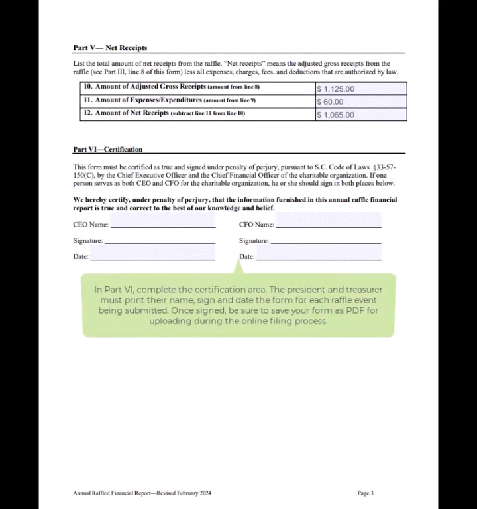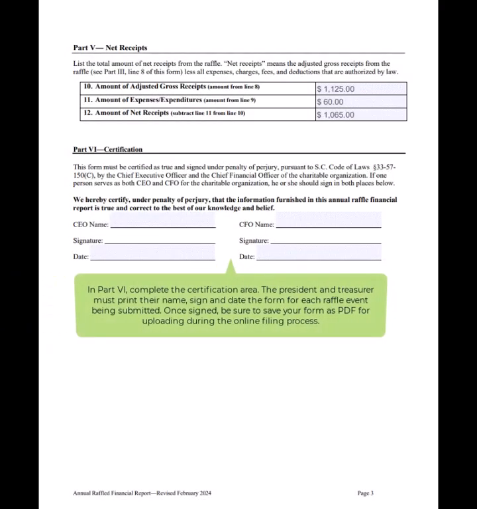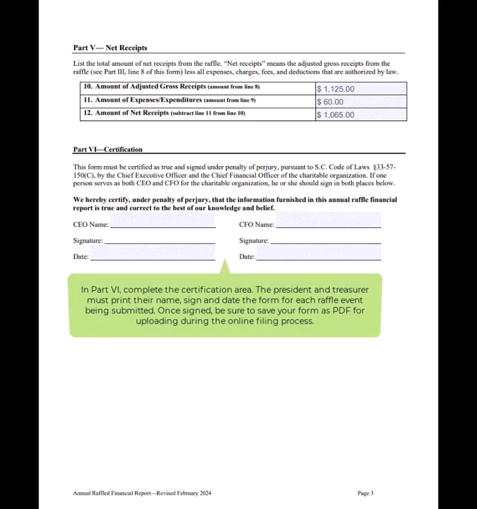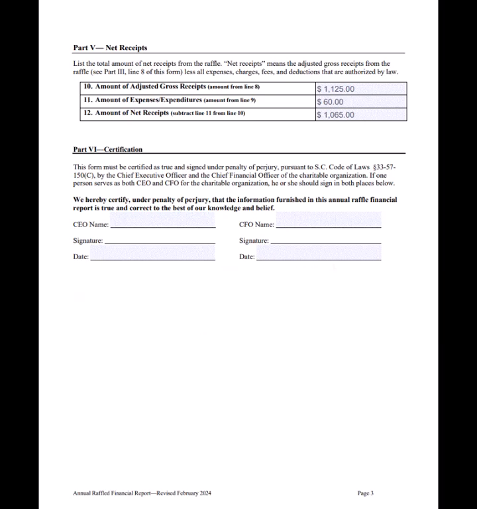In Part 6, complete the certification area. The President and Treasurer must print their name, sign, and date the form for each raffle event being submitted. Once signed, be sure to save your form as a PDF for uploading during the online filing process.